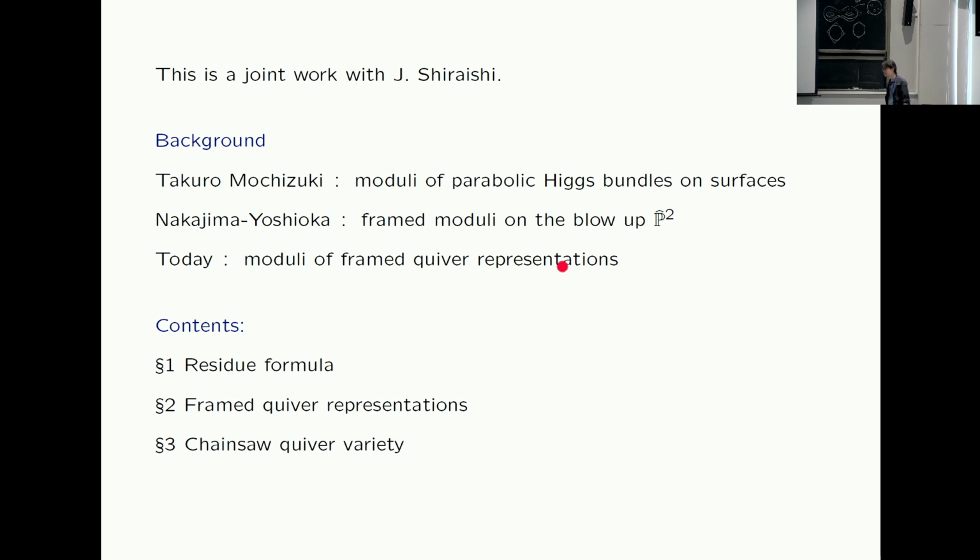So first of all, in section one, I'm talking about a residue formula for Grassmannian manifolds. And second, I will introduce a general setting of framed quiver representations. And finally, I will be talking about chainsaw quiver varieties. And I will give you some conjecture about generating functions of integrals. And I gave a proof for a special case of this conjecture.